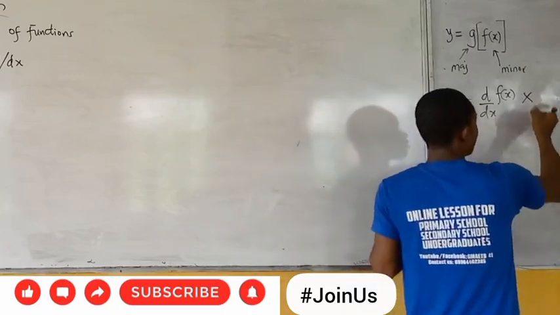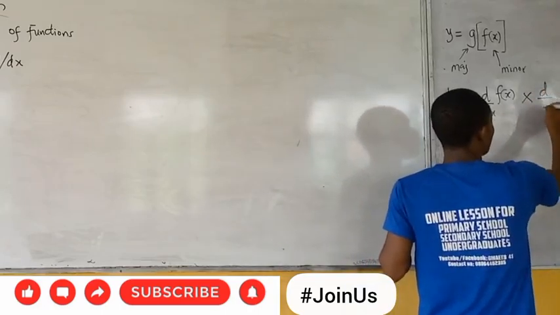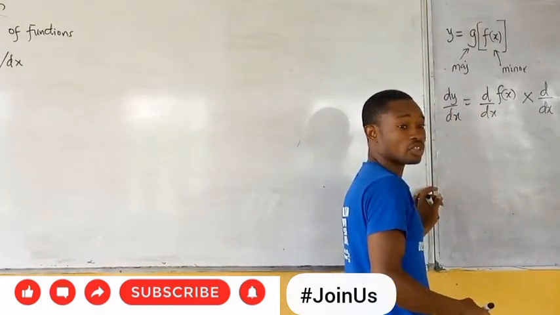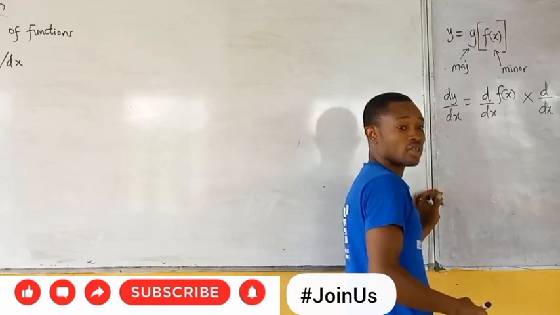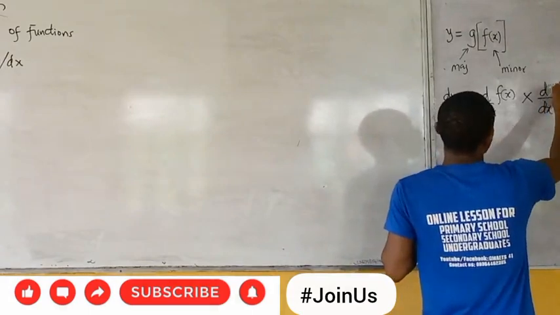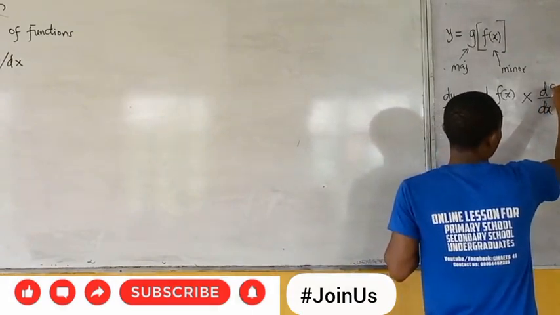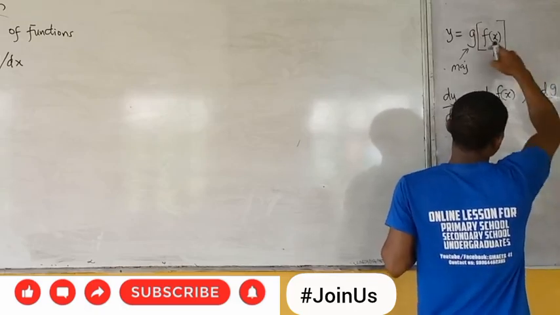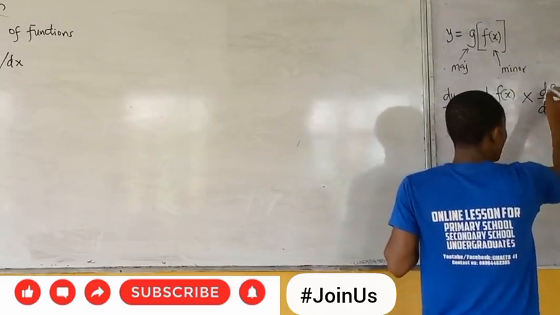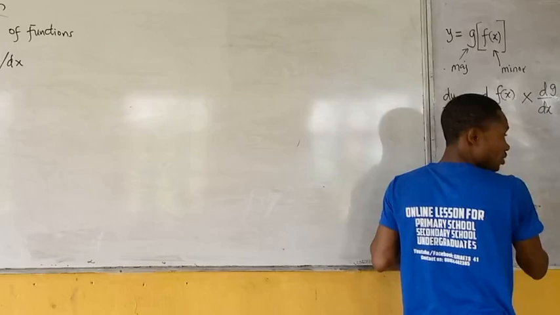Then times differentiate the major function with respect to x. What did I say? Differentiate the major function with respect to what? X. Are you getting me? So it's going to be differentiate our g of x, our what? G of whatever it is. So it's going to have differentiate this g. And whatever you differentiate as g, are you getting me right?